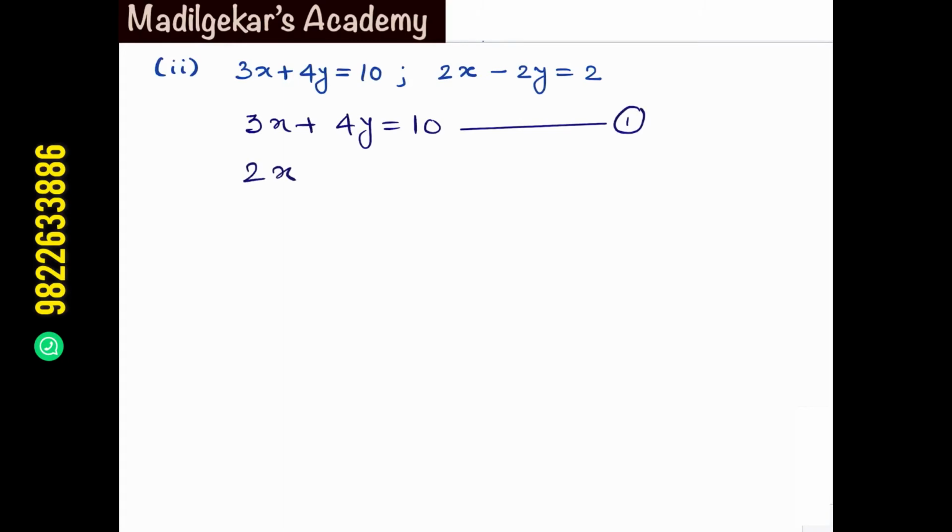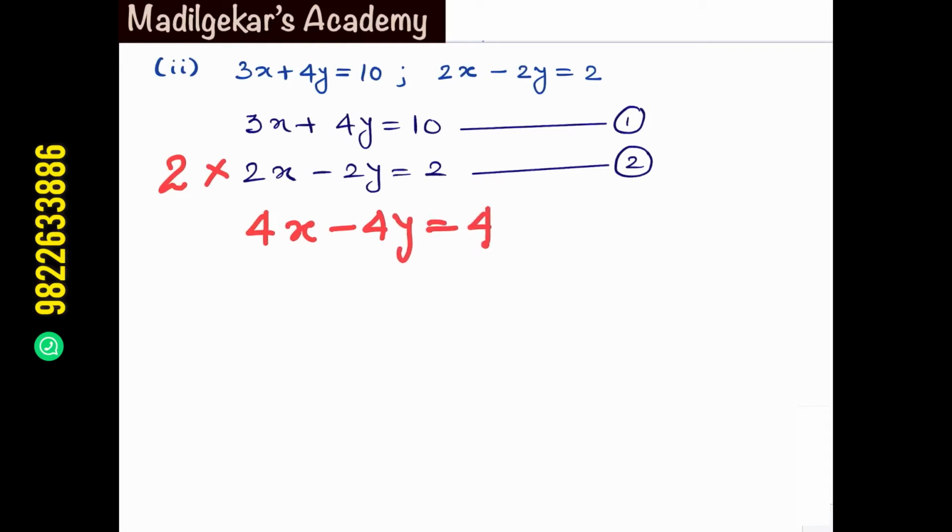Second equation, 2x minus 2y equals 2. You first decide which variable we want to eliminate first. So in this example, if we multiply the second equation by say 2, then it will take the form 4x minus 4y equals 4.